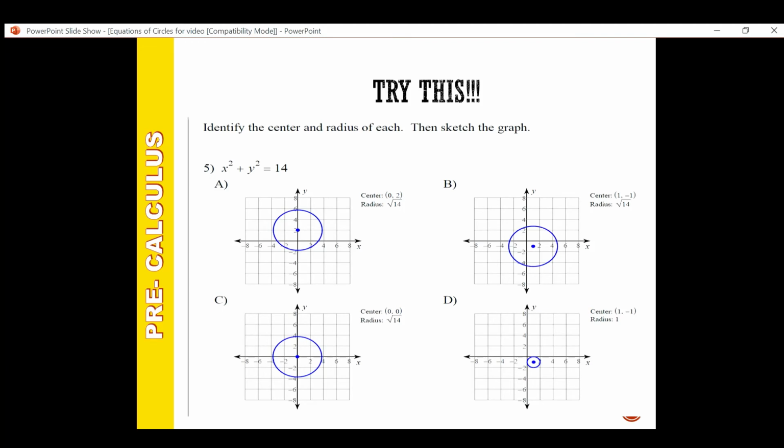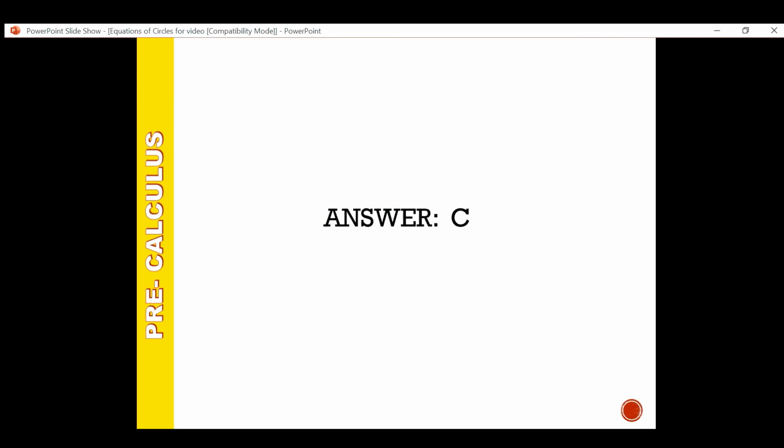identify the center and radius of each, then sketch the graph. So, you can sketch the graph, class, in a paper. So, pause nyo yung video. Then, after 3 seconds, I will reveal the answer. Okay, the answer is letter C.